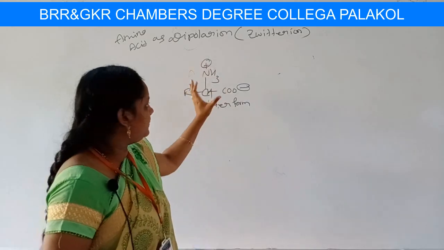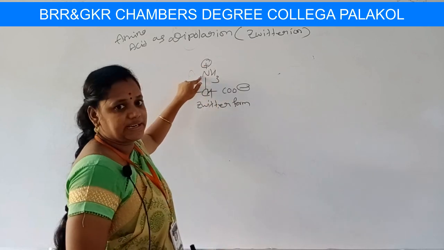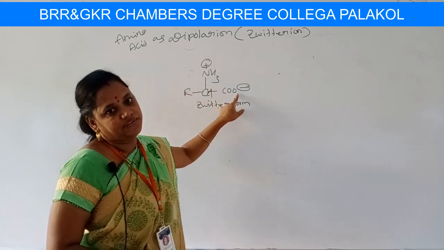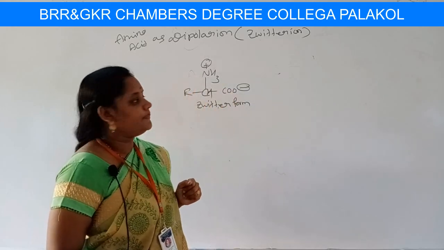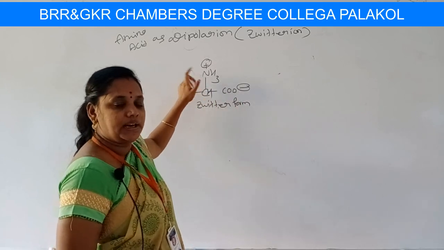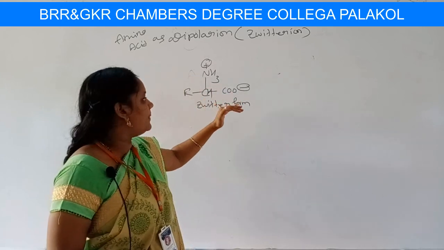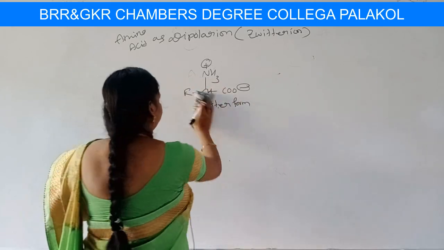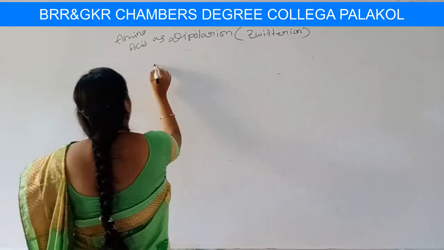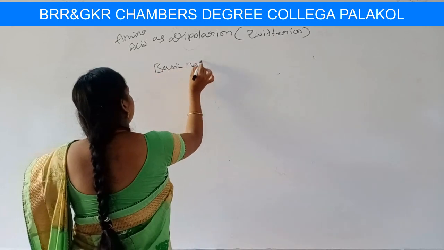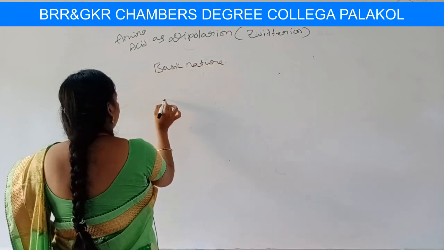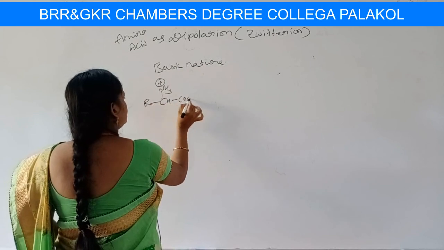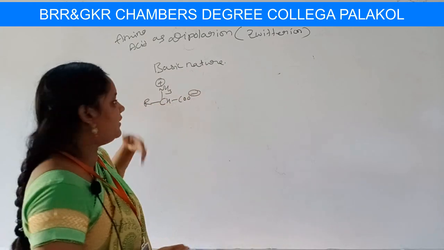Okay, let us write. Here what happens in this dipolar ion? The NH3 plus is the reason for acidic properties and the COO minus is the reason for basic properties. Let us write those. Basic nature, NH3 plus RCH COO minus. I am taking a general form of amino acid.